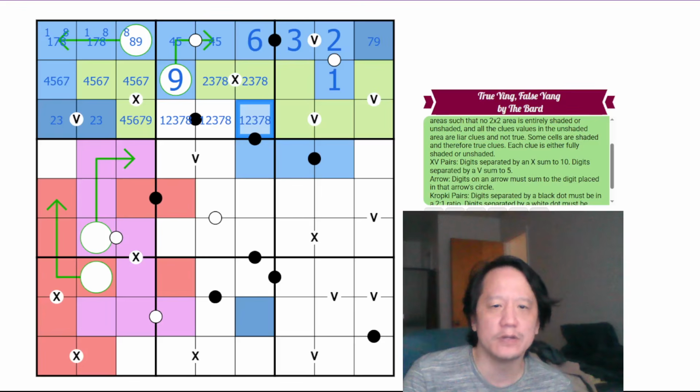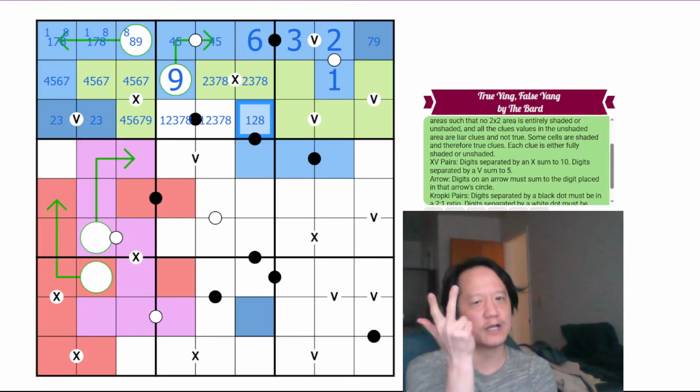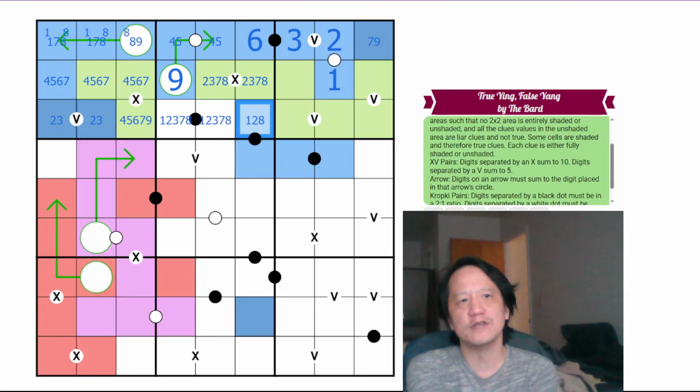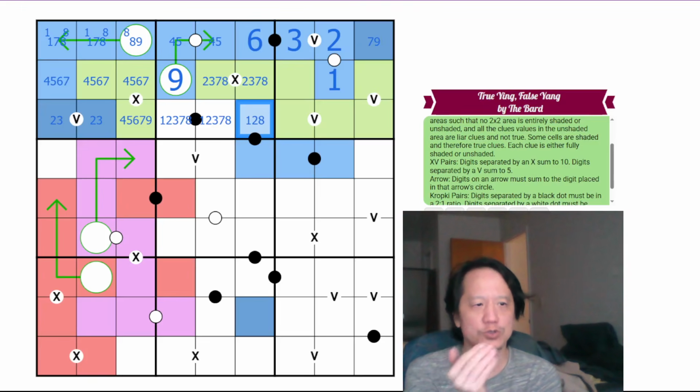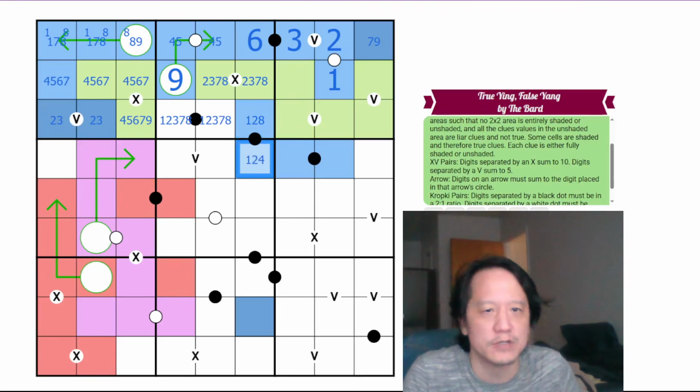7 cannot be here because this has to be in a 1-to-2 ratio with another digit, and it's true. This can't be 3 either, because 5, 7, and 9 can never be next to a black Kropke dot if it's true. Because if you have 5, 7, or 9, you get 2.5, 3.5, 4.5. If you double 5, 7, or 9, you get 10, 14, or 18, none of which are digits. So either this is 1 with 2, 2 with 1 or 4, or 8 with 4. Those are the possibilities here.